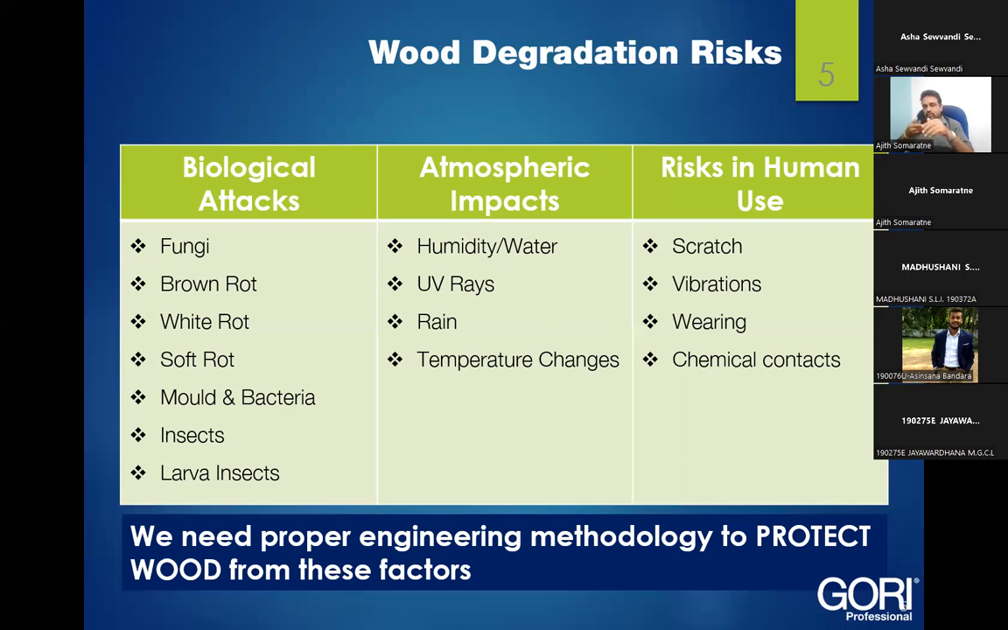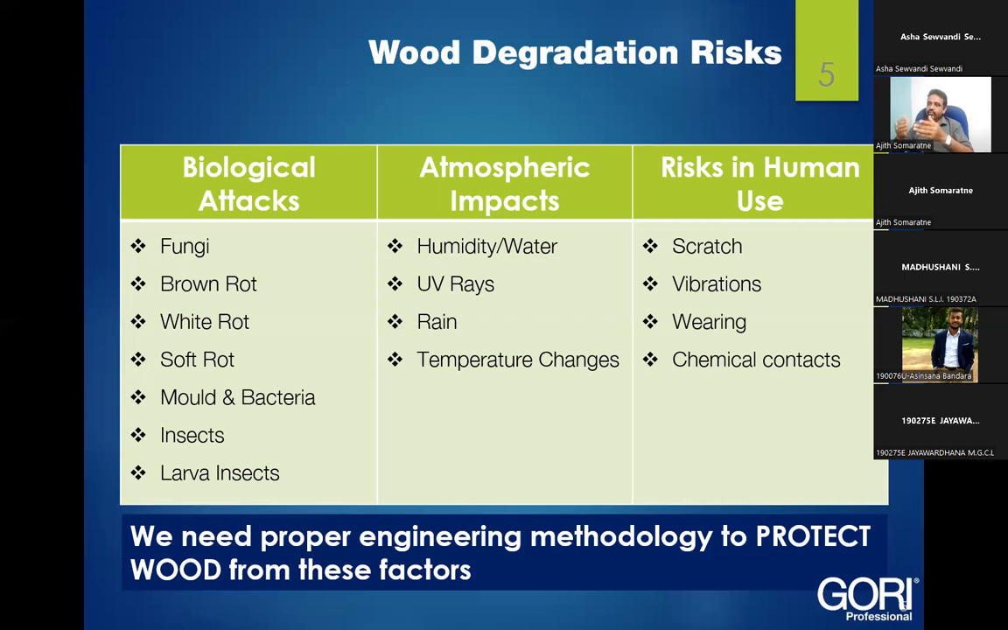The third one is the risks in human use. Especially, as an example, if you take a wooden floor, we walk on it, we move furniture on that. So there may be scratches, there may be wearing, or maybe some chemicals or some liquids may fall on that. So these things will damage the wood.